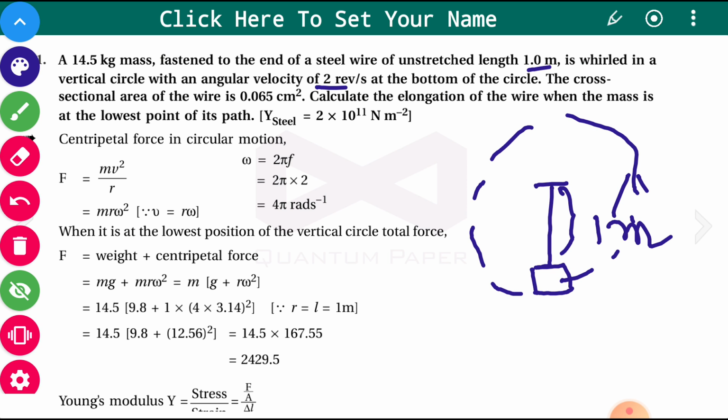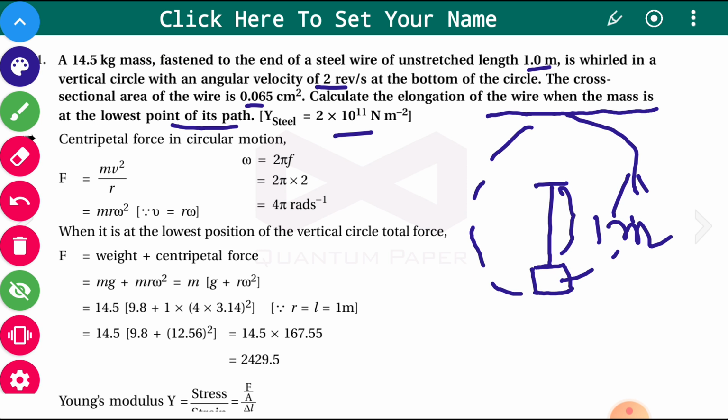Okay, in a vertical circle with an angular velocity of 2 revolutions per second, the cross sectional area of the wire is 0.065 centimeter square. Calculate the elongation of the wire when the mass is at the lowest point. Young modulus is given.